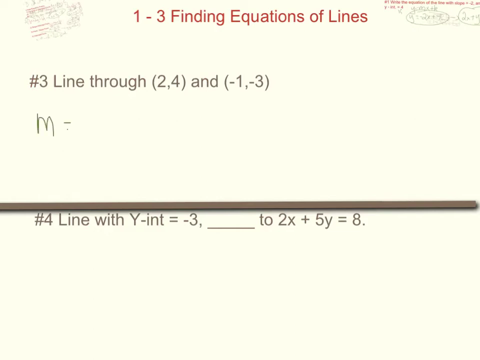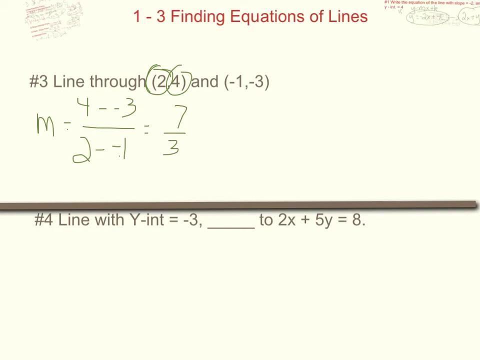I was mean to you this time, so you're going to have to find the slope yourself. Take one of your y's and subtract the other y. Now, if you started with the first y, you have to start with the first x on the bottom. This is y2 minus y1 over x2 minus x1. You've seen this before. That becomes 4 plus 3, which is 7. That becomes 2 plus 1, which is 3. So your slope is 7/3.